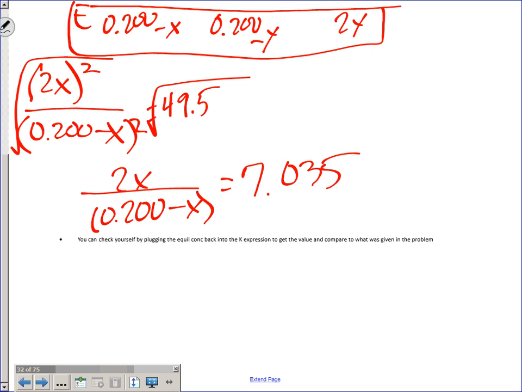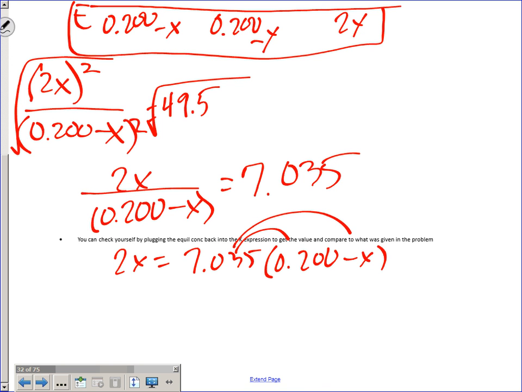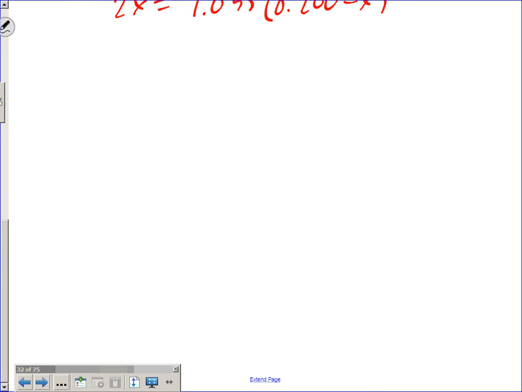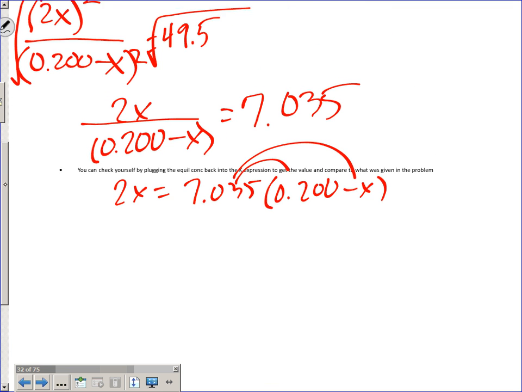So this is going to distribute up over here, right? Okay, so then 2x is equal to 7.035 times (0.200 minus x). And then I would distribute in, correct? All right, so once I distribute in, then I need to do what with my x's? Add it over, right? Because it'll be a subtraction. Meaning collect your x's, right? Combine like terms. I'm trying to impress you with my math vocabulary.